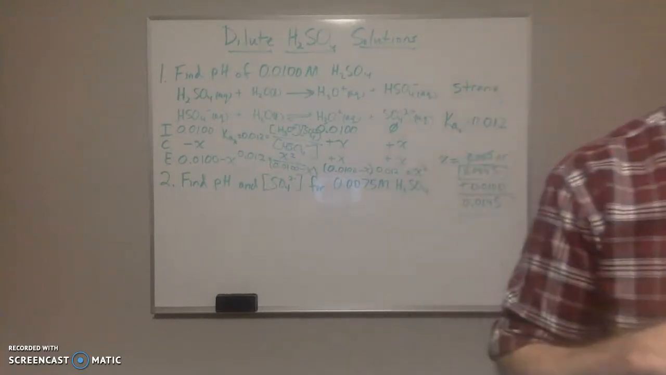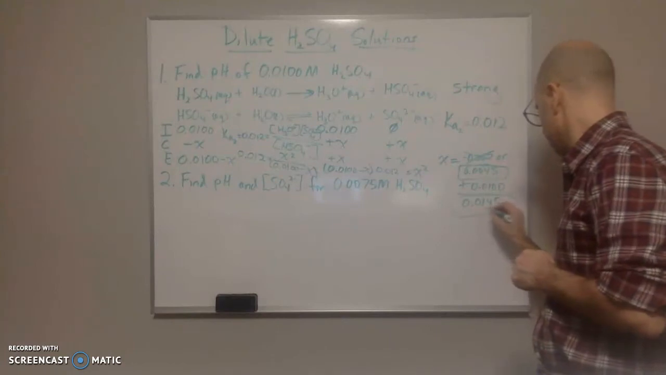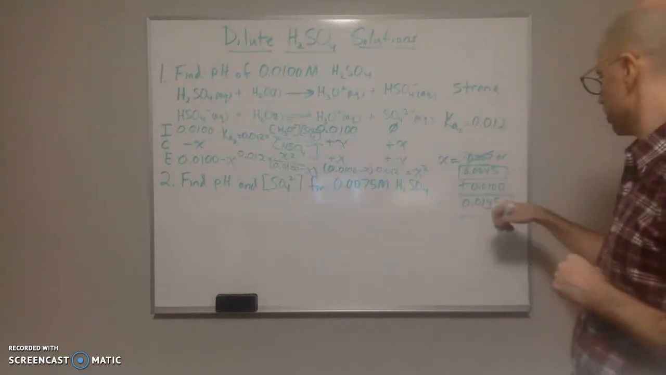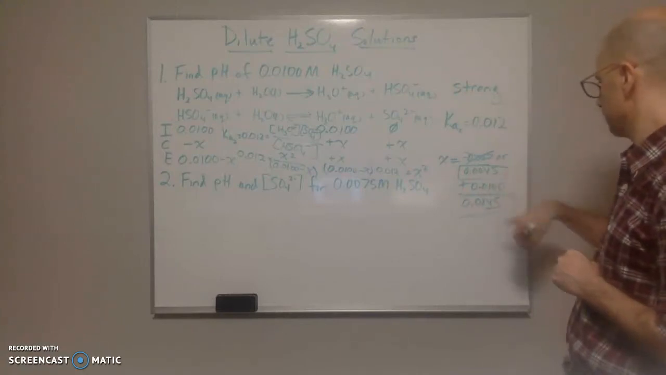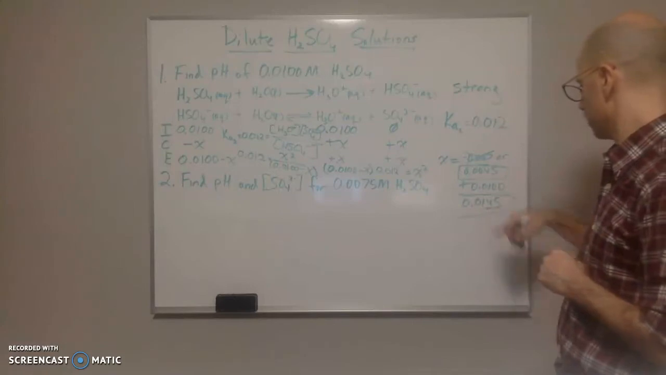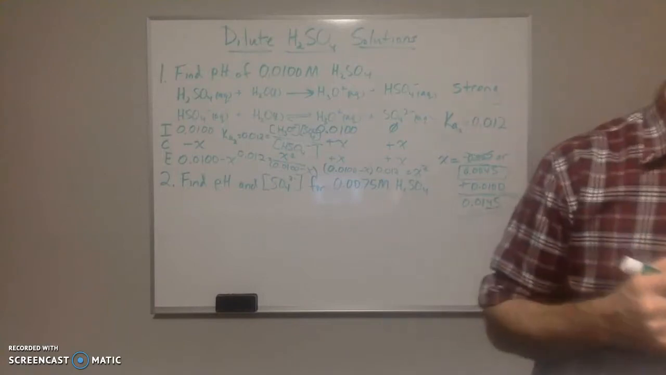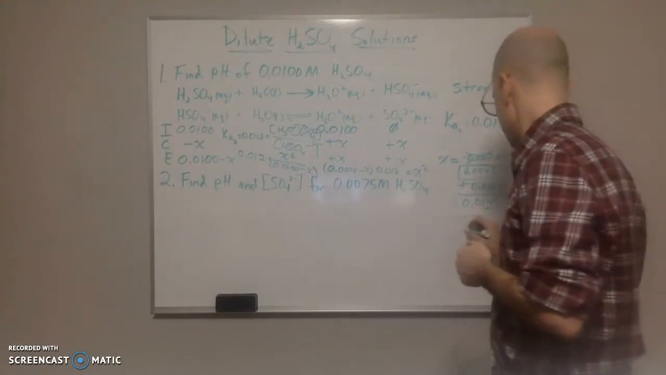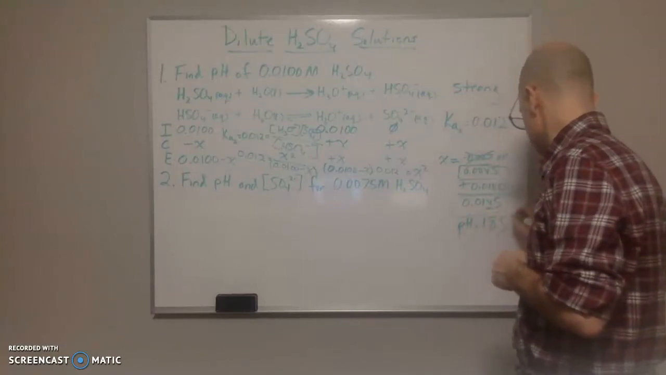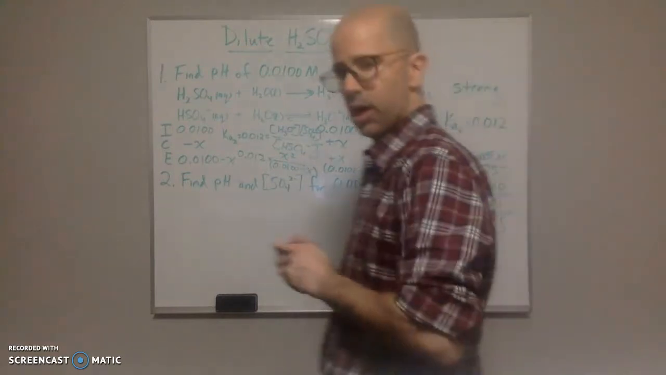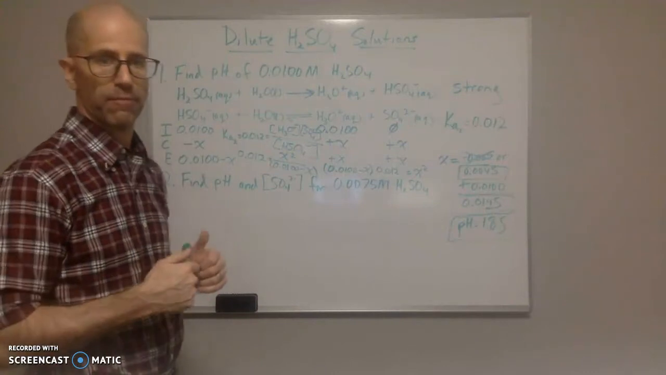Then you're going to have to take the negative log of this. Keep in mind that we are only allowed up to this place here, since our lowest number of decimal places is 4. When you take the negative log of this, you get 1.85. So the pH is equal to 1.85. That's the pH of this solution of sulfuric acid. Okay, so that's the first problem.